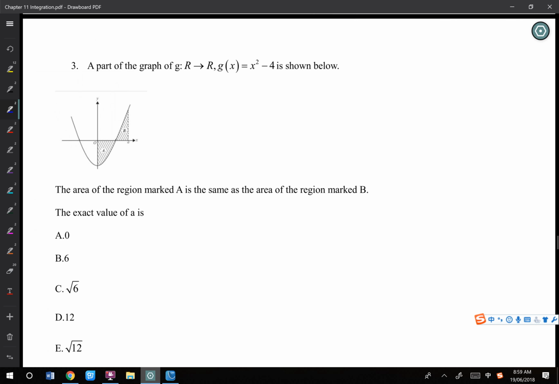Let's have a look at 3 first and then 2. Those 2 questions are very good questions. I think they're all real VCE exam questions. Let's have a look at 3 first.